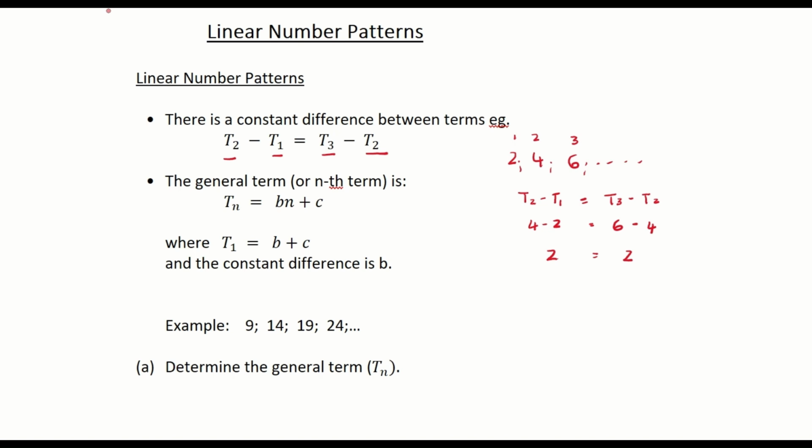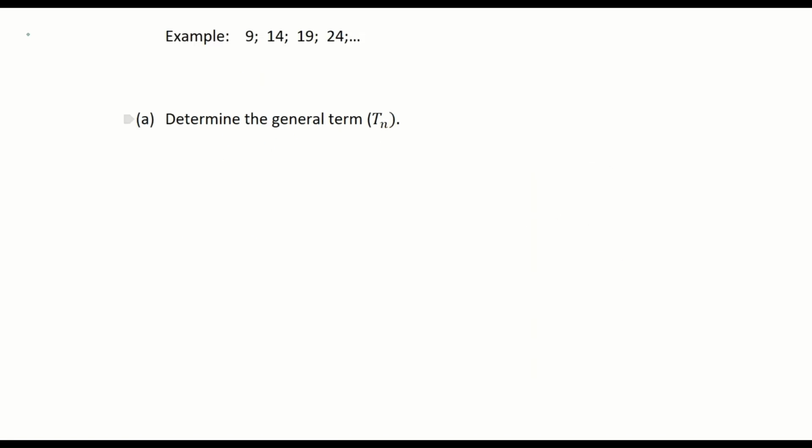The second fact is that the general term, which is also known as the nth term, is in the form of Tn equals Bn plus C, where term 1 is B plus C and the constant difference is B. What we mean by this is, if you go back to the example we just did, term 1 is 2, so B plus C is equal to 2. And the constant difference is 2, so B is equal to 2.